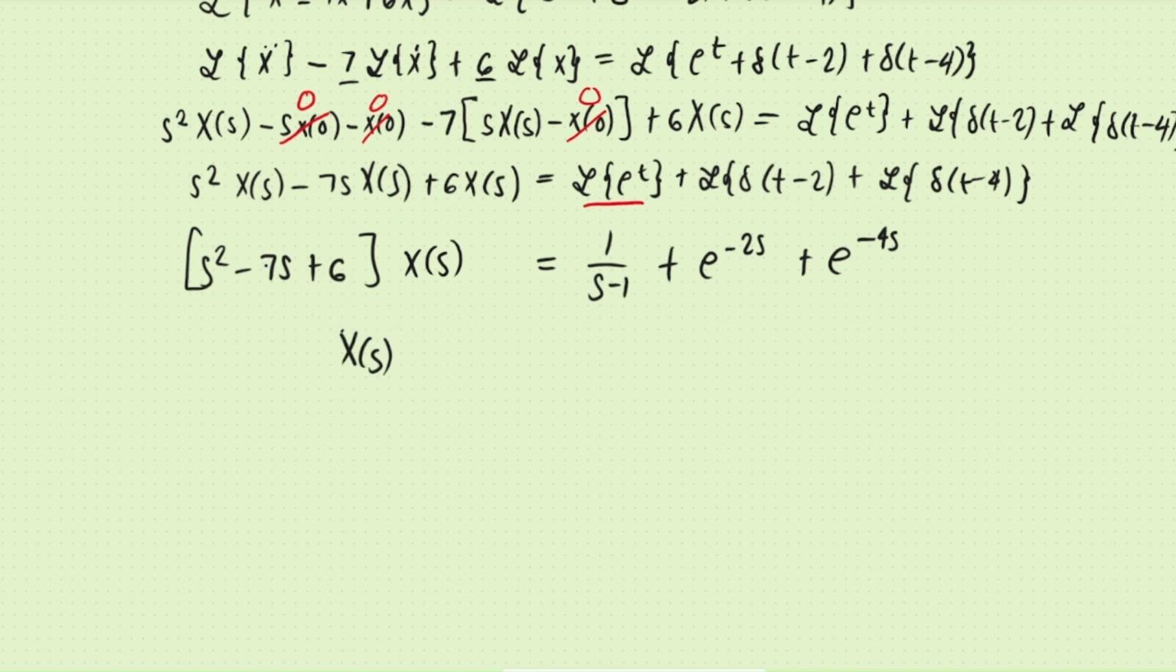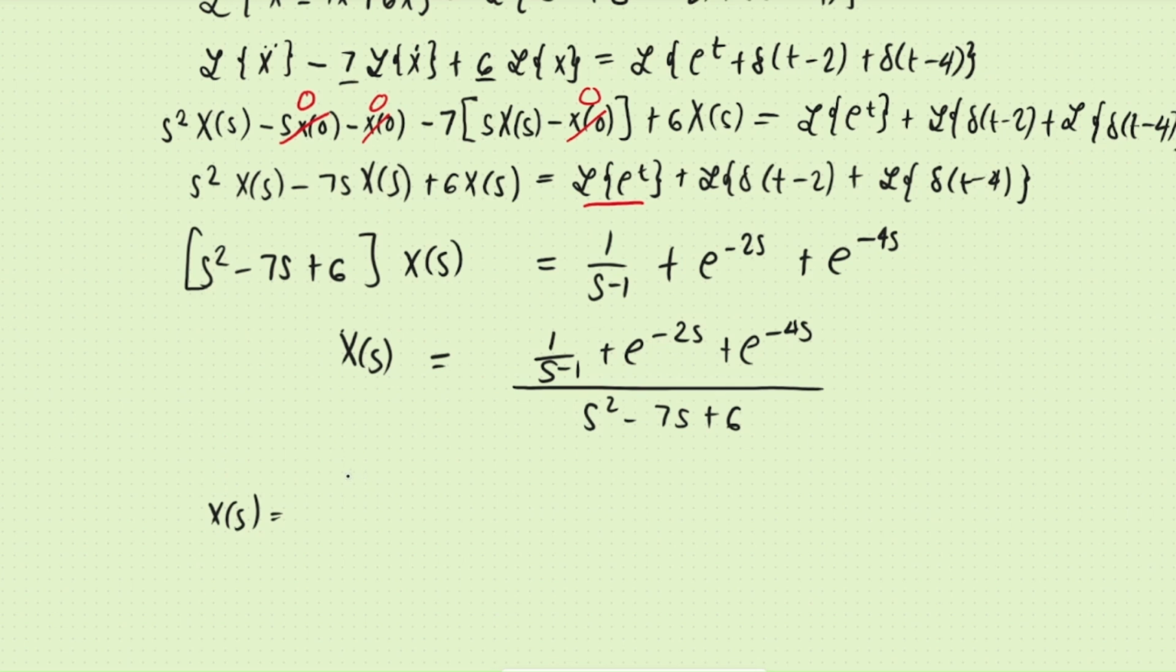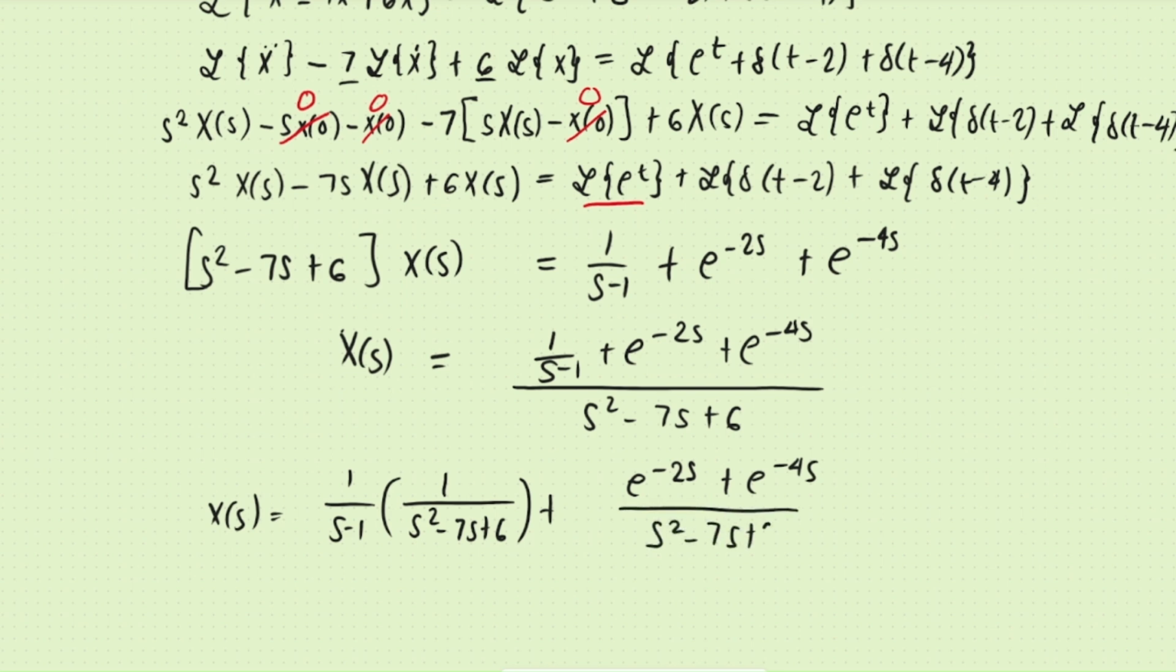Factor out the X of s. So now we'll get our function X of s: divide both sides of the equation by s squared minus 7s plus 6. Our answer is 1 over s minus 1 plus e to the negative 2s plus e to the negative 4s, all over s squared minus 7s plus 6. So let's split those up. We'll have 1 over s minus 1 times 1 over s squared minus 7s plus 6, plus e to the negative 2s plus e to the negative 4s all over s squared minus 7s plus 6.